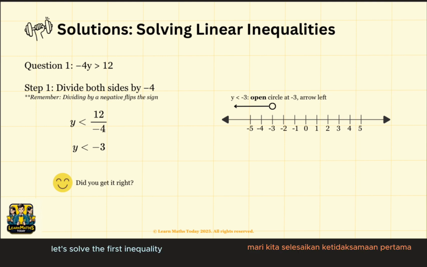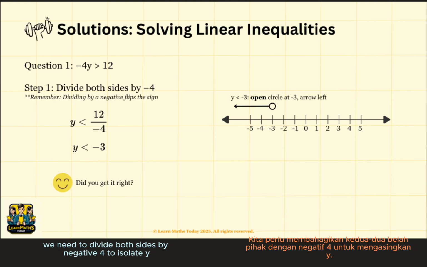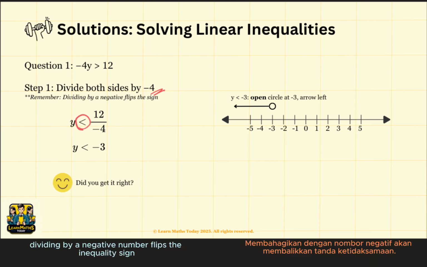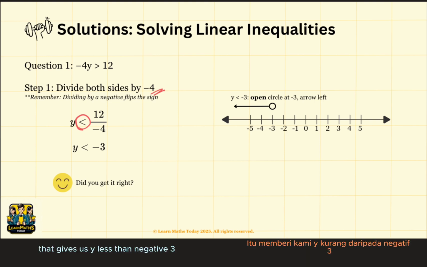Let's solve the first inequality. Step 1. We need to divide both sides by -4 to isolate y. Step 2. Apply the flip rule. Remember, dividing by a negative number flips the inequality sign. That gives us y less than -3.